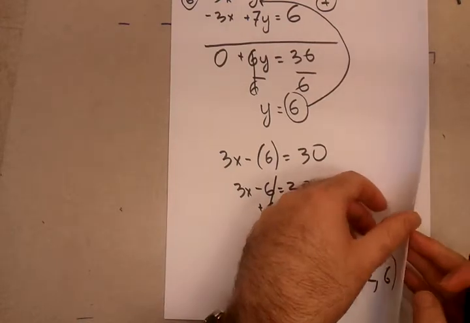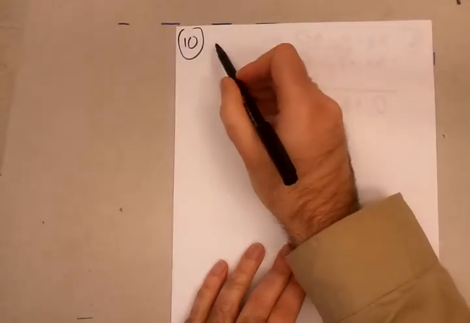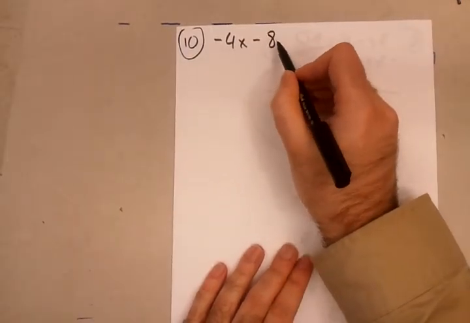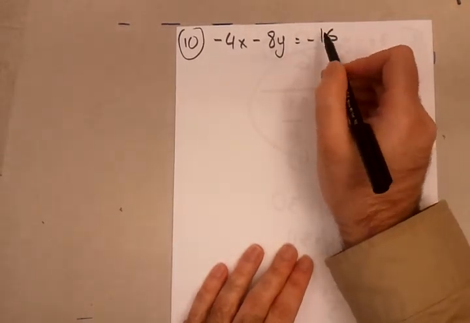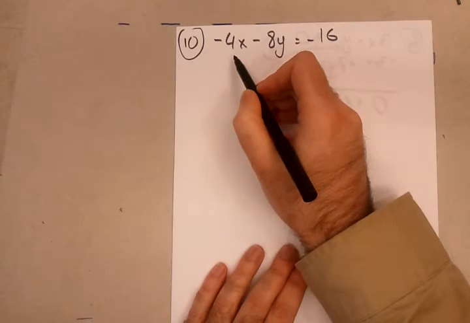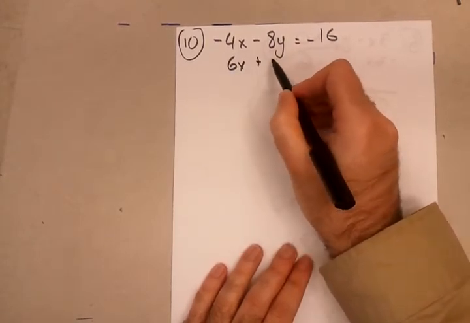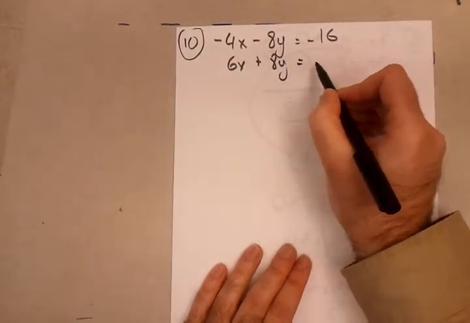Moving on to number 10. And number 10, again, you have, as always, a pair of linear equations in a system, which means they have the same variables, which is why all of these tricks work. If they had different variables, well, we wouldn't really be able to do much with them.